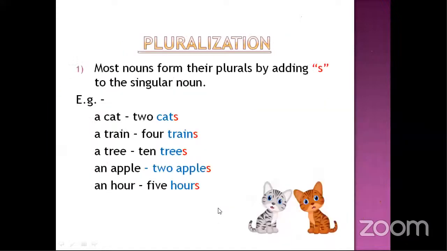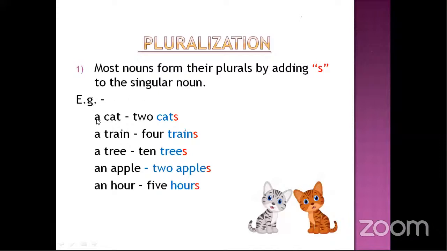Okay. Now, back to our lesson. Now, this is the point. We are going to learn how to pluralize. Can you remember in your primary classes, how did we pluralize singular nouns? Yes, we just simply add the letter S to the end of the singular noun. Just read the first point. Most nouns form their plurals by adding s to the singular noun. Yes, this is the basic point we know when we are pluralizing singular nouns.